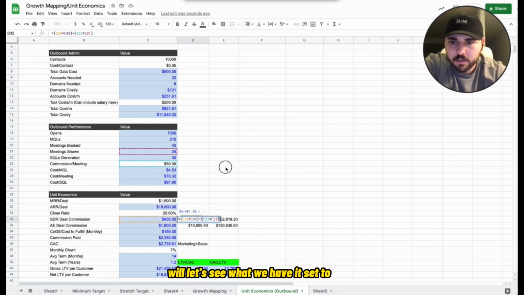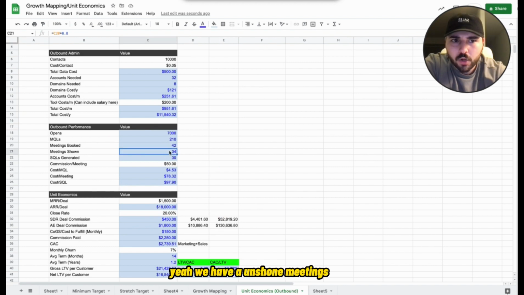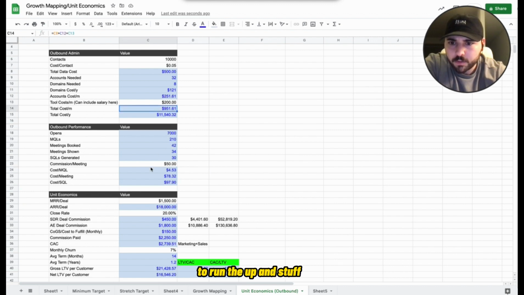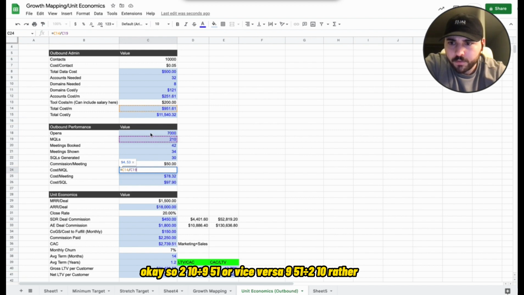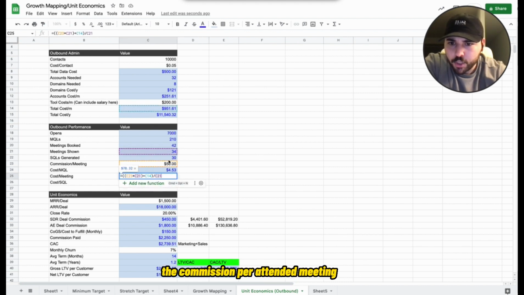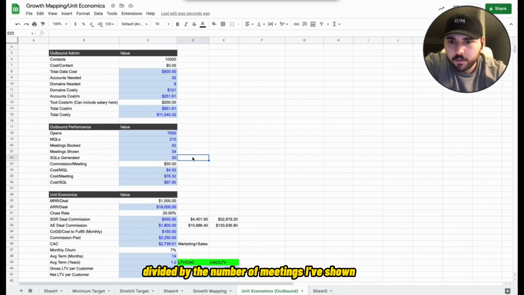Let's see what we have it set to. So this here we have it. Yeah, we have it on shown meetings. So our cost per MQL is just going to be our monthly cost here to run the outbound stuff divided by our MQLs. Okay, so 951 divided by 210. And then our cost per meeting is going to be the commission per attended meeting, plus the monthly cost, divided by the number of meetings that were shown.